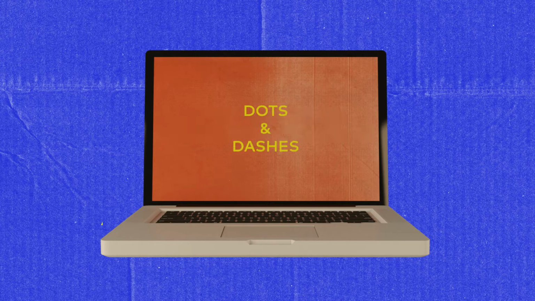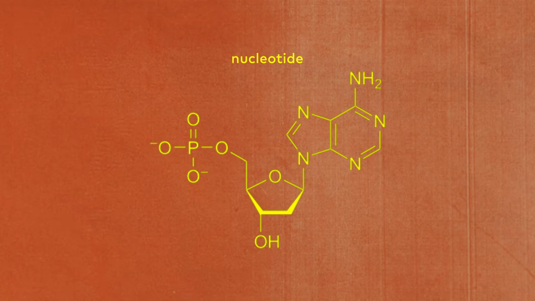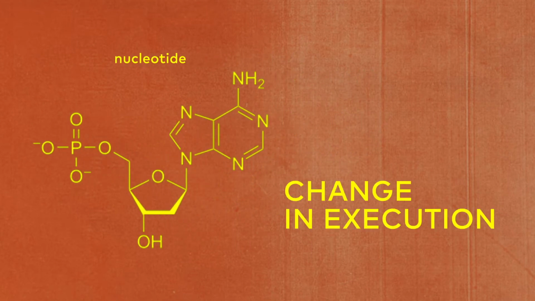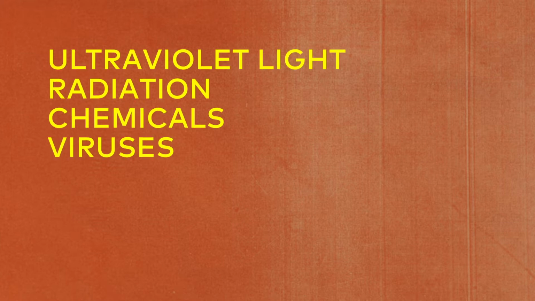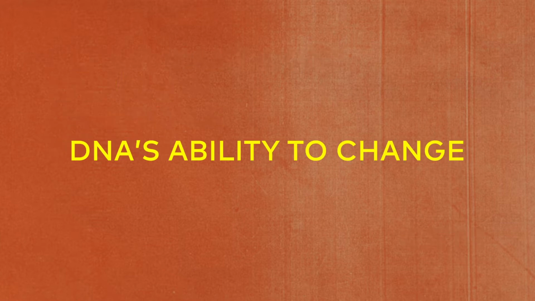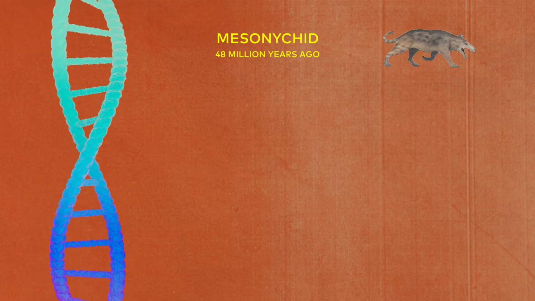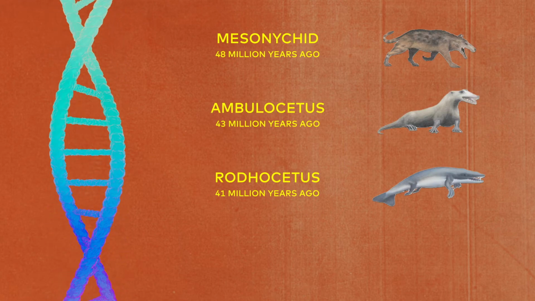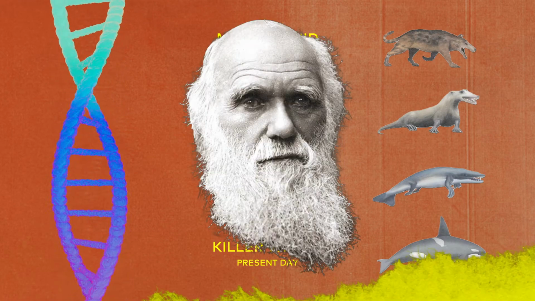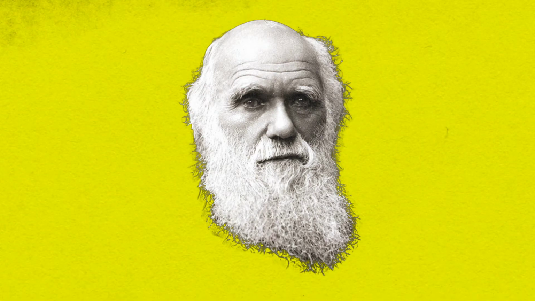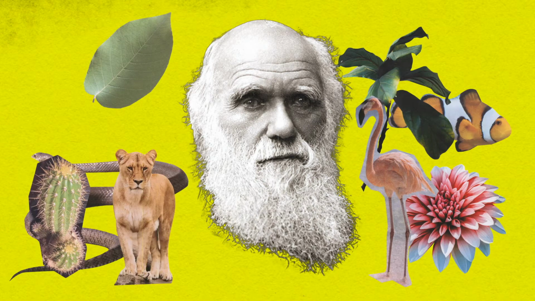By changing the dots and dash information on the hard disk, the computer behaves differently, which is the same in DNA. Any change in the order of nucleotides will result in a change in execution of the DNA. There are a variety of factors causing these changes, like ultraviolet light, radiation, chemicals, viruses, and etc. And exactly DNA's ability to change has become the basis of evolution. Evolution is a change in the characteristic of organisms over time, which was closely examined and discovered by Charles Darwin. It made every organism unique and created an amazing variety in fauna and flora.